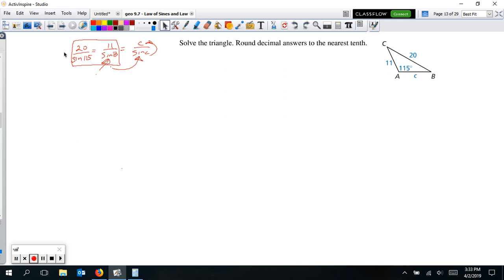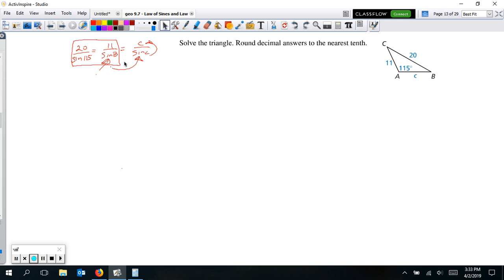And so we can plug it into the sines here. I put the sides on the top. For A, we have A opposite angle A, remember? And B is going to be opposite angle B. C will be opposite angle C. So I just don't know the side C. I know A is 20, B is 11, but I don't know C.